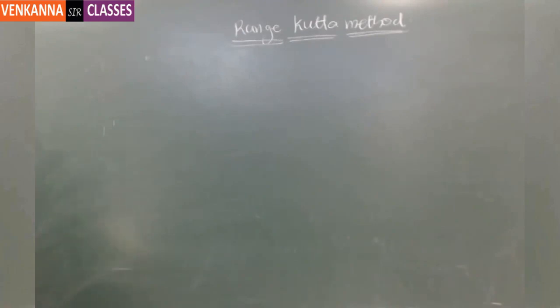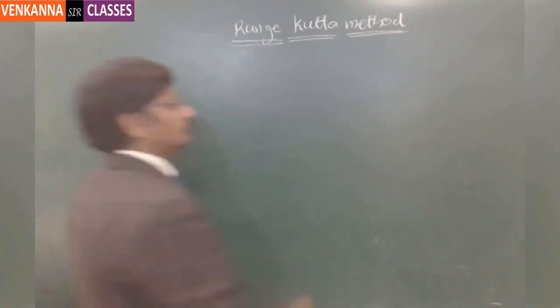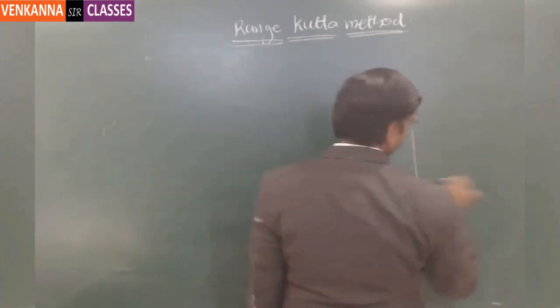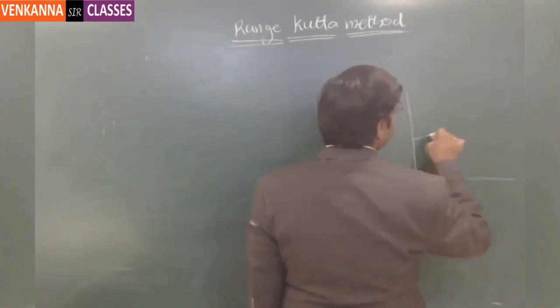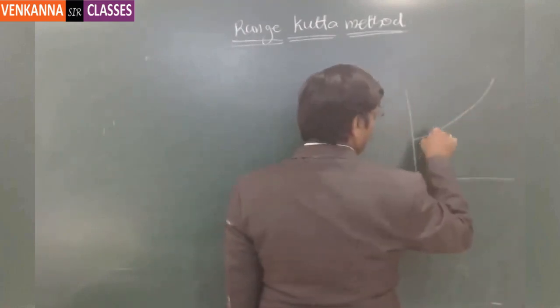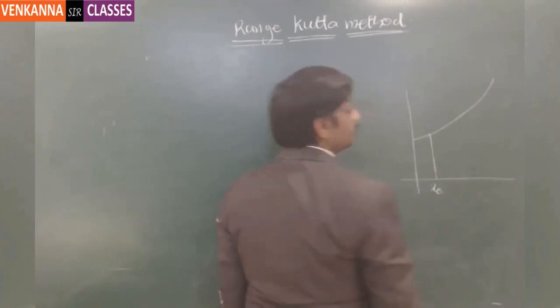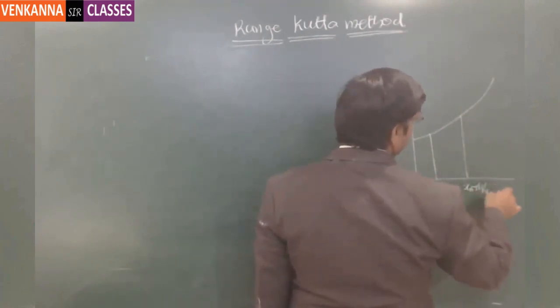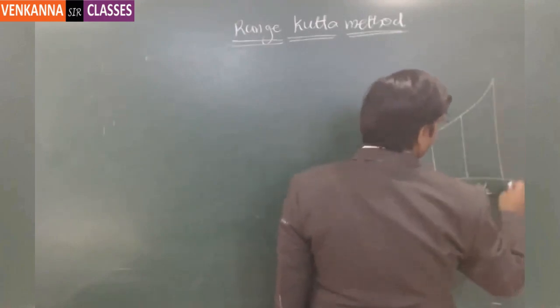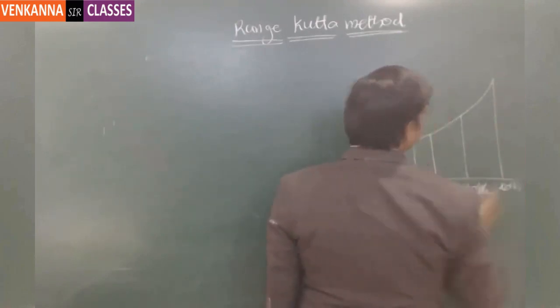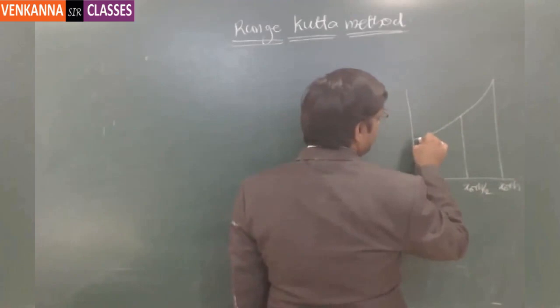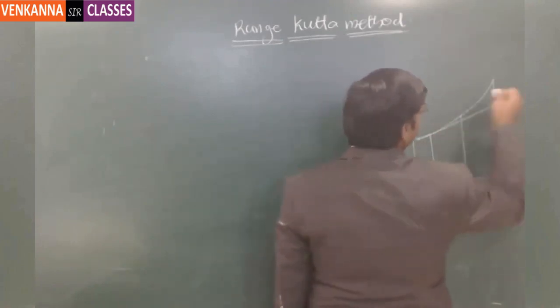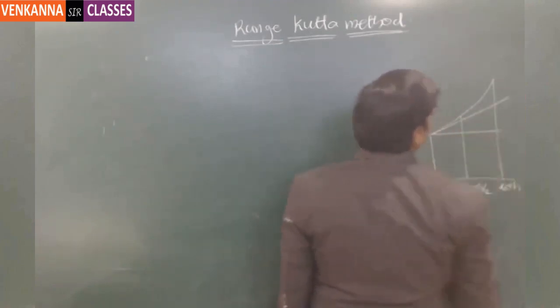K1 and K2 in the figure. This is x naught. This is x naught plus h by 2. This is x naught plus h. Here there is a tangent drawn at this location, and this is a horizontal line.